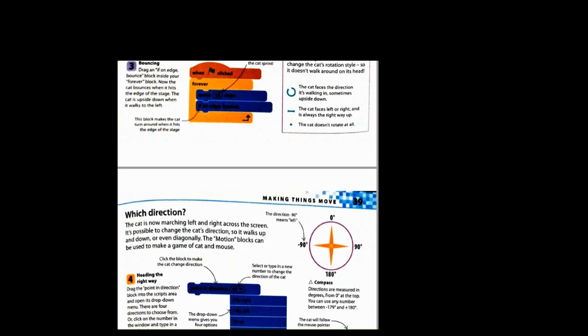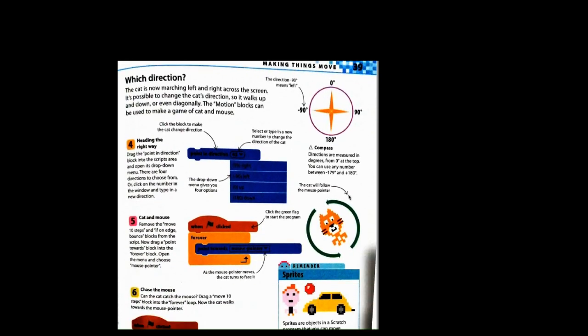The cat faces the direction it's walking in, sometimes upside down. The cat faces left or right and is always the right way up. The cat doesn't rotate at all. Which direction? The cat is now marching left and right across the screen.